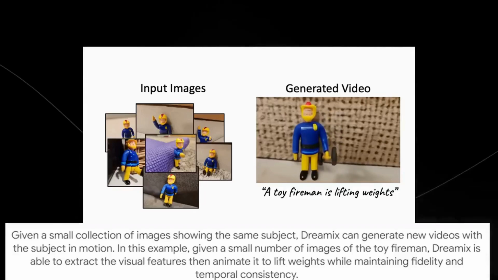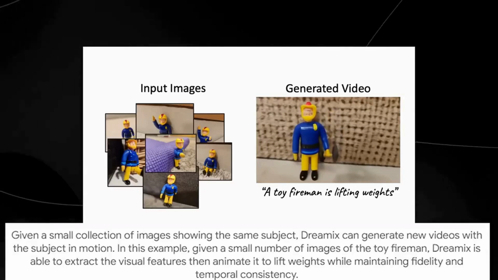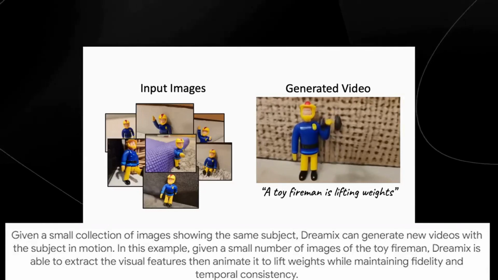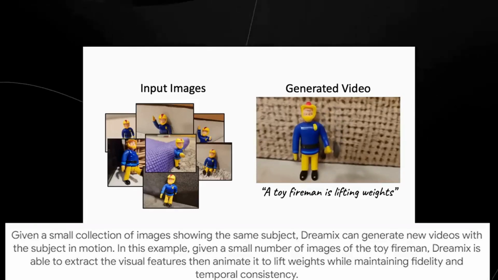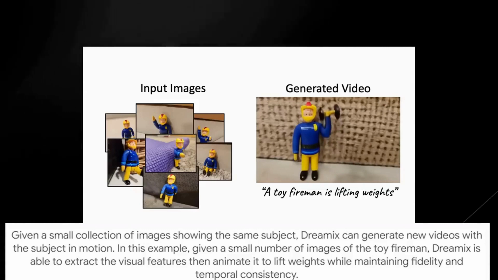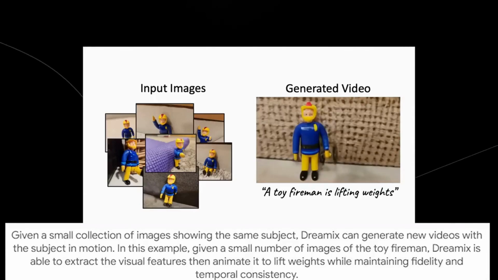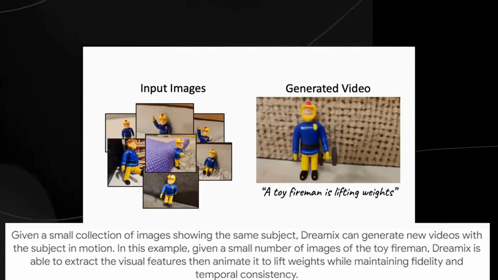It says, given a small collection of images showing the same subject, which is of course the same Lego toy character, DreamIX can generate new videos with the subject in motion. In this example, given a small number of images of the toy fireman, DreamIX is able to extract the visual features, then animate it to lift weights while maintaining fidelity and temporal consistency, which just means that it looks normal and it looks not strange at all.